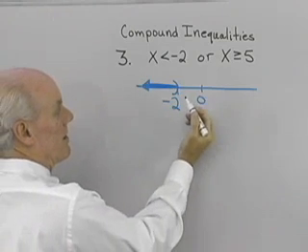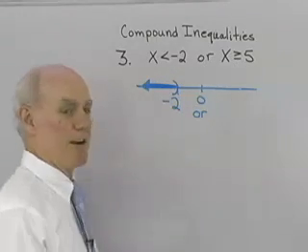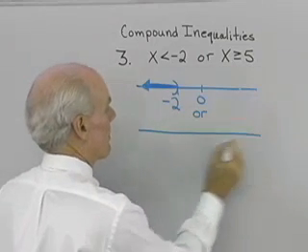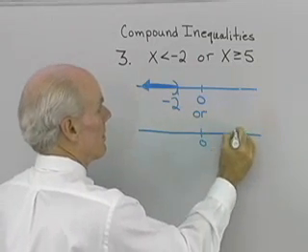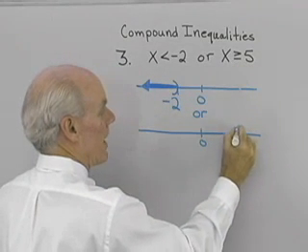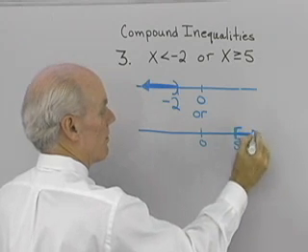Okay, I want to connect this graph with the word or to the graph of x is greater than or equal to 5. So I'll graph this one on another number line, just so we can take a look at them separately. Here's 0. Here's 5. Greater than or equal to 5. Use my bracket here, and that graph goes to the right.